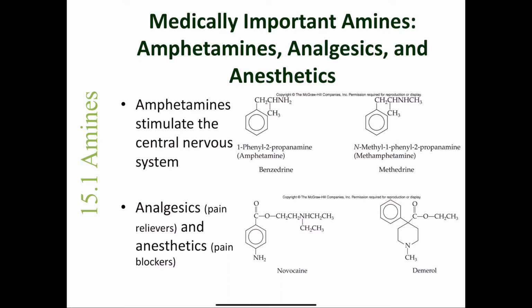Medically, they have been used to treat depression and epilepsy. Amphetamines have also been prescribed as diet pills because they decrease the appetite. Their use is controlled by federal law because excess use of amphetamines can cause paranoia and mental illness. Many of the medicinal amines are analgesics or pain relievers, or anesthetics or pain blockers. Novocaine and related compounds, for example, are used as local anesthetics. Demerol is a very strong pain reliever.